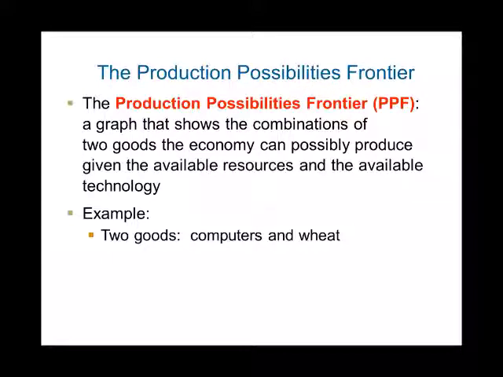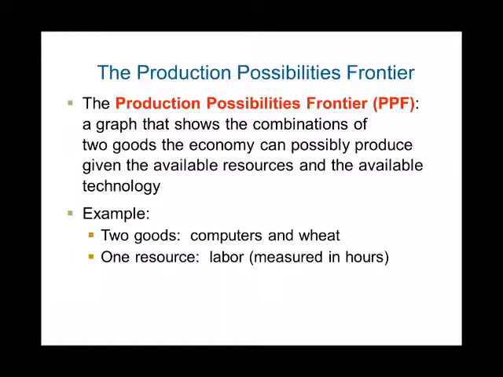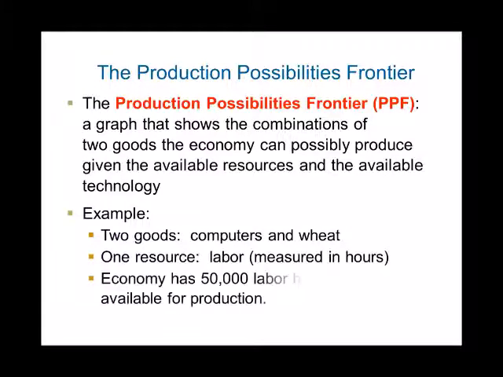Computers can denote all the machinery produced in the system or in the country. Wheat can denote all the agricultural products being produced in the country. There's just one resource available. Let's say it's just labor. So we have a set number of labor hours available for production. Let's say the economy has about 50,000 hours of labor available for production.